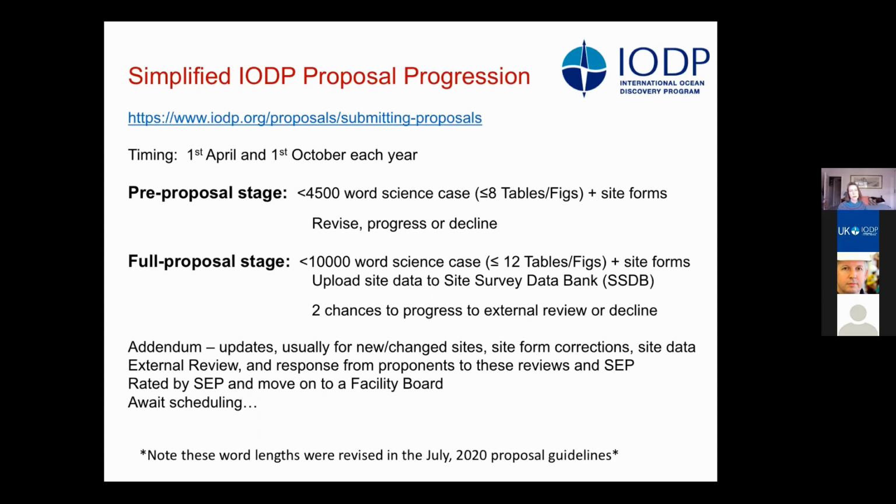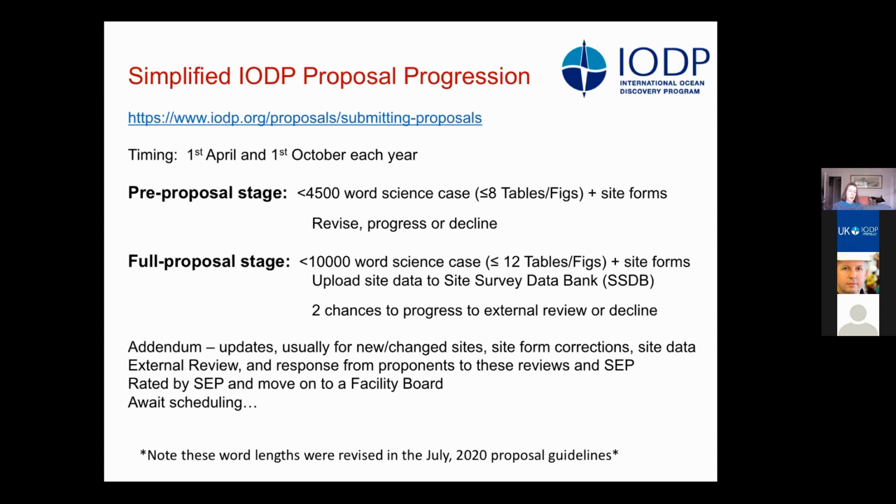So this is part of the system that Damon was talking about, where we're trying to keep the system a bit more agile and not have proposals that stay in the system for many, many years. If your proposal is declined, then of course you can always resubmit it, but we have made some changes in the system that means that we want you to show us what you've done that's changed when you come back. You can also end up being asked to do an addendum. This is where you might make some updates to new or changed sites, for example.